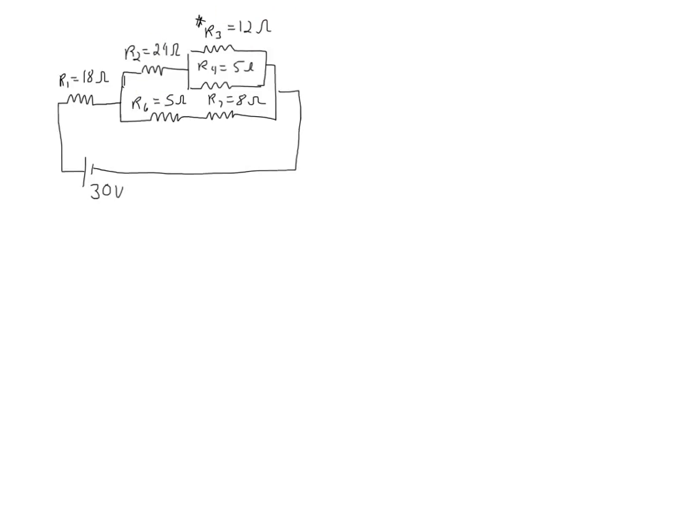Alright, so let's do this one. The first thing we're going to do is combine 6 and 7, and they're in series, so we're going to say R 6 through 7 is equal to 5 ohms plus 8 ohms, since they're in series, and that equals 13 ohms.